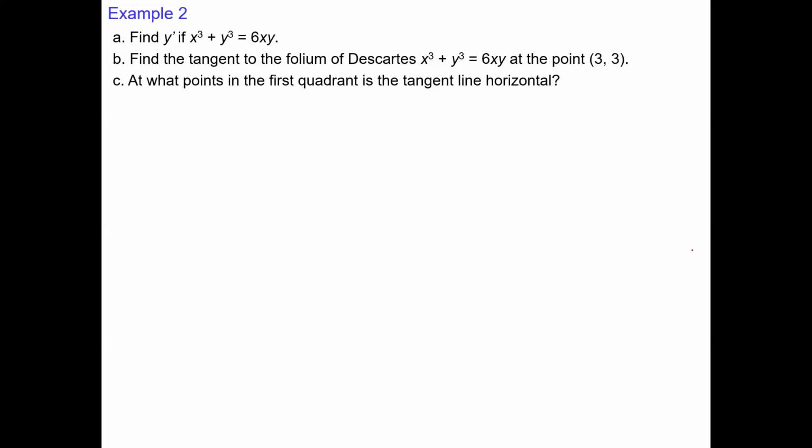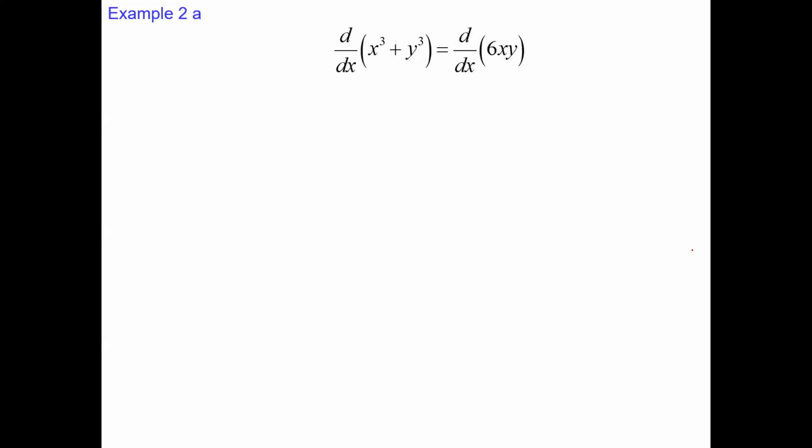This is the beautiful loop, the folium of Descartes. Now, find y prime if the equation is defined x cubed plus y cubed equals 6xy. Then find the tangent to the folium of Descartes at the point (3, 3). And also, at what points in the first quadrant is the tangent line horizontal? We have to find the point, the x and y coordinates. Let's see. We have to be really careful, okay?